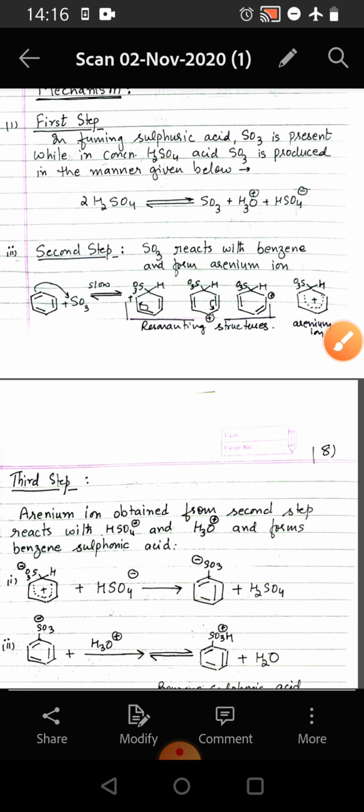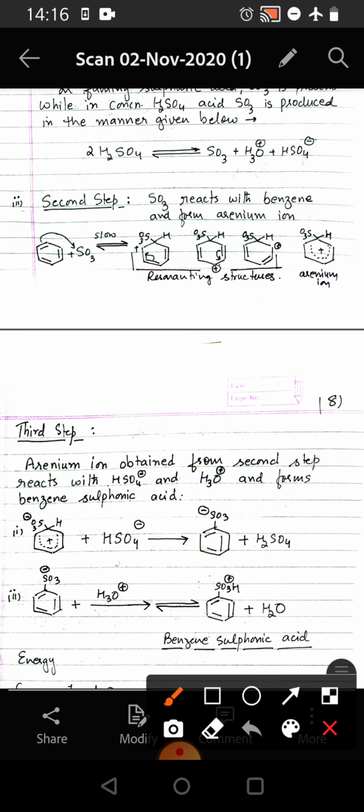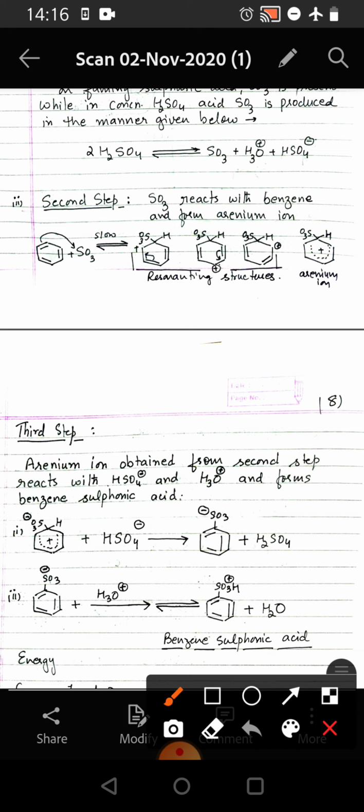And in the second step, just like before, one of the double bonds between carbon and carbon moves out of the ring and forms a bond with the SO3. So here SO3 becomes negatively charged and one of the carbons of the benzene ring develops a positive charge.